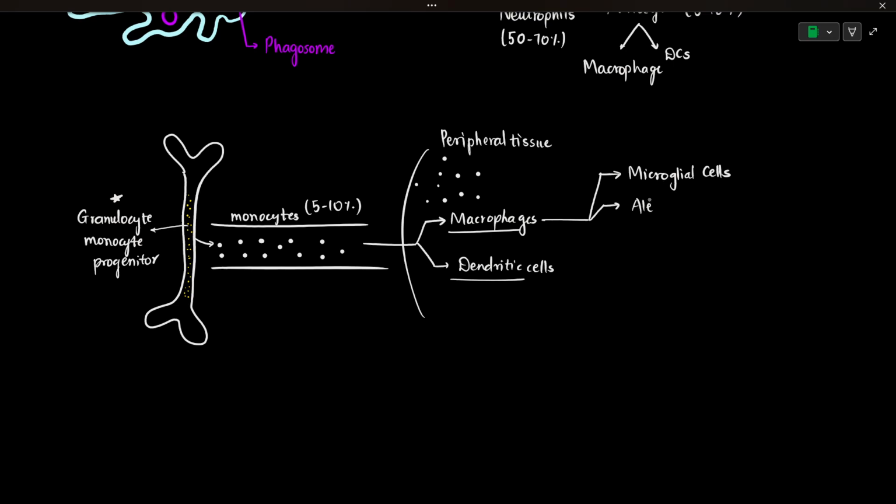Okay, they are referred to as alveolar macrophages. If those macrophages are in the intestine, then they are referred to as intestinal macrophages.